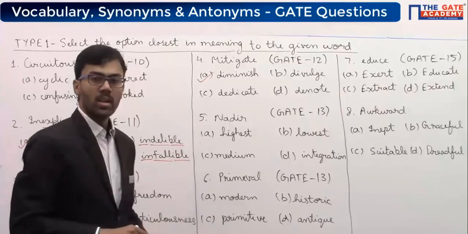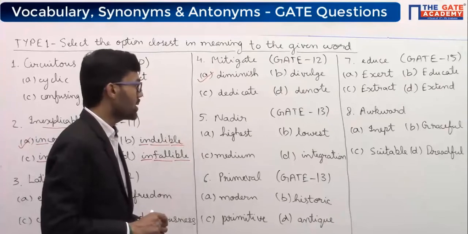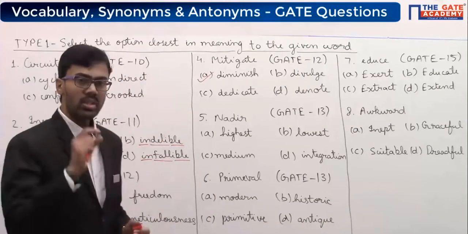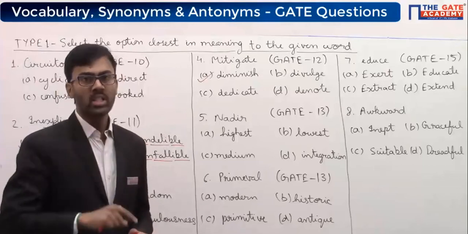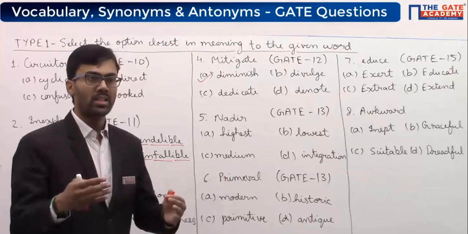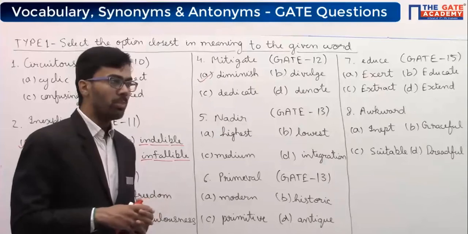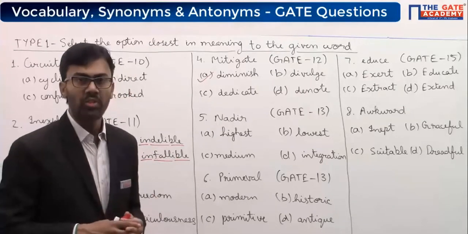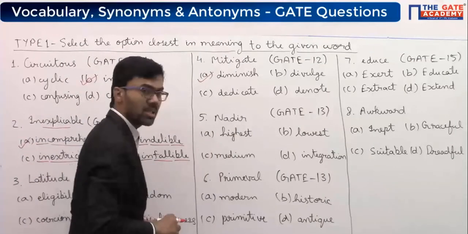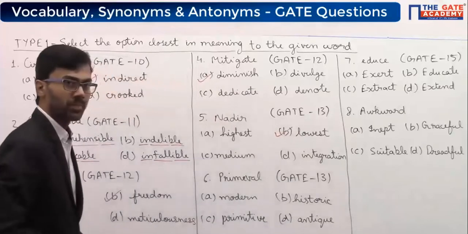Then we come to the next example. The word is nadir. Nadir appeared in GATE 2013. The options are highest, lowest, medium and integration. Now the word nadir simply means the lowest point of something. It could be anything. It could be sometimes talking about, let's say, moral or ethical standards in an organization or in a society. It could be the lowest kind of performance of any person or group of organization. It could be anything. So which word meets the meaning accurately? It's lowest. That is option B.